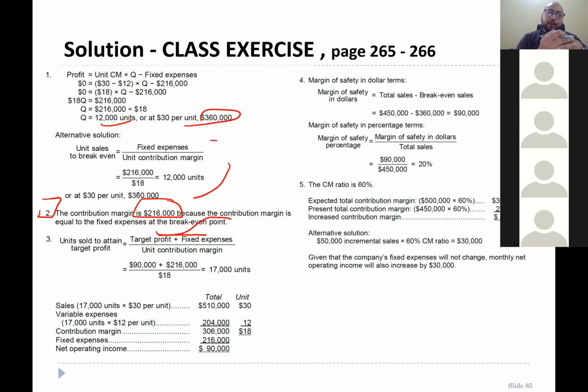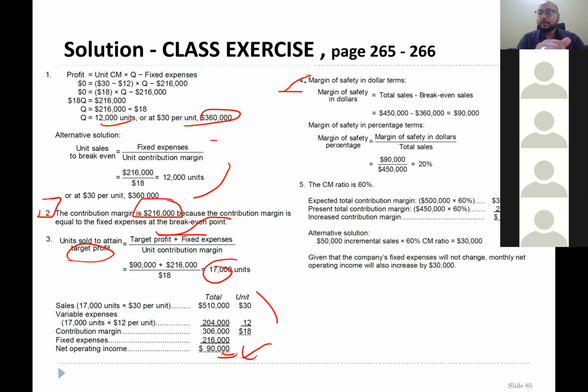so that would be our break-even point. The third one is that you need to find out the target profit. You solve it with target profit. How many units you need to sell? 17,000. So here we have given the proof that it is 90,000 if you sell 17,000 units.